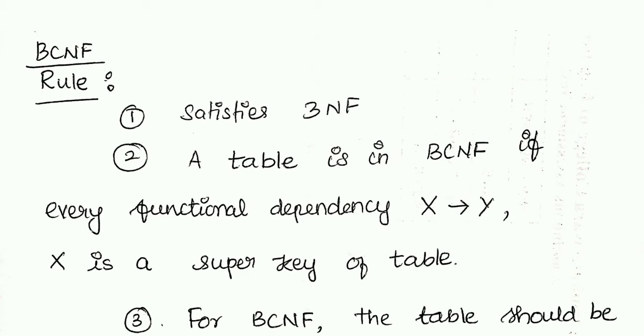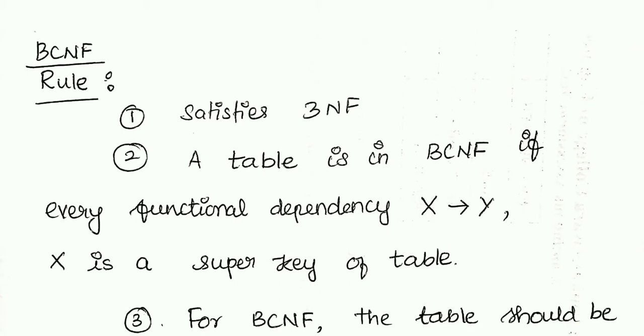So the rule for BCNF is, first and foremost, it has to satisfy up to 3NF. If you go for any normalization form, it has to satisfy all the lower order rules. For example, if you are going to check for second normal form, it must satisfy the first normal form. The same way, if you are going for BCNF, the schema has to satisfy up to 3NF. Apart from those conditions, we have a specific condition for the normal form BCNF, Boyce-Codd normal form.